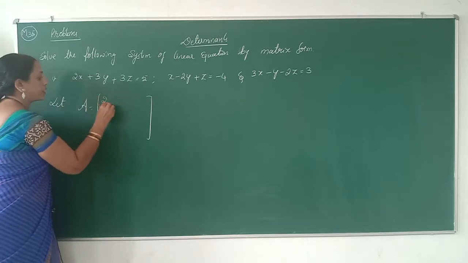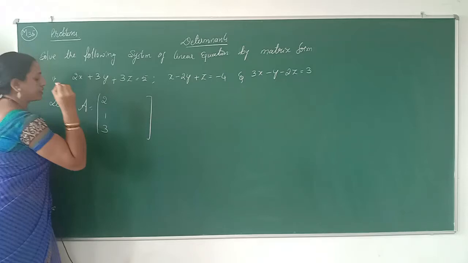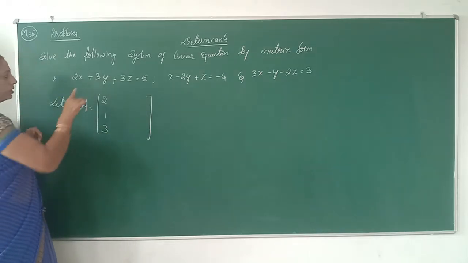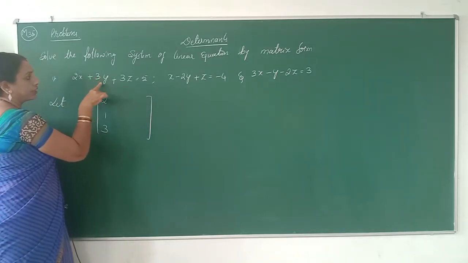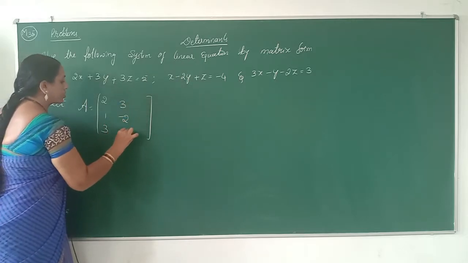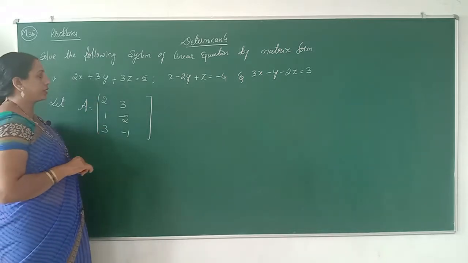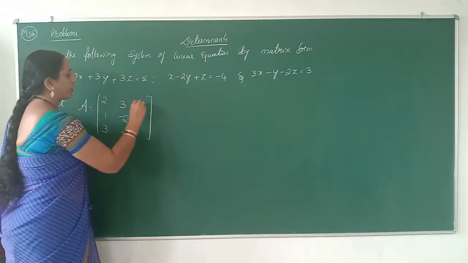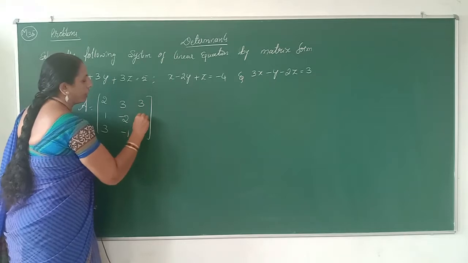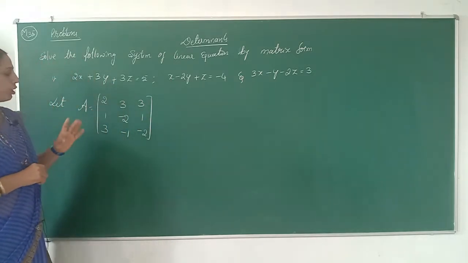Therefore, the coefficients of x, 2, 1, 3, are the elements of the first column. Coefficients of y, 3, minus 2, minus 1, are the elements of the second column, and coefficients of z, 3, 1, minus 2, are represented in the third column.